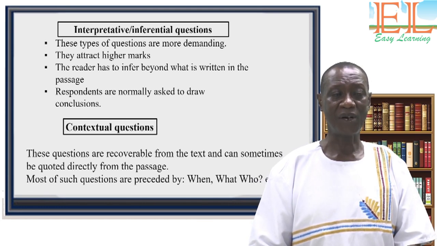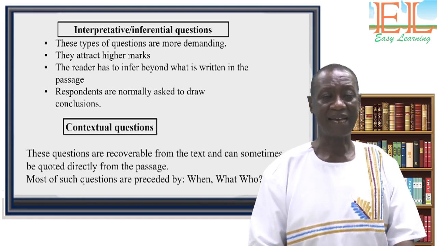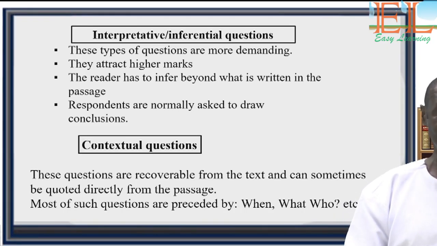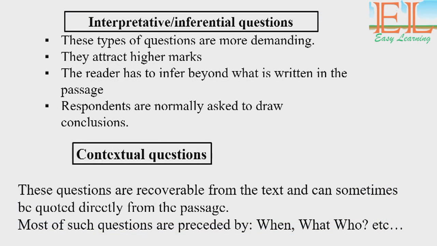Let's look at contextual questions. These questions are recoverable from the text. And sometimes they can be quoted directly from the text. You don't have to go outside the text to get the answers. And most of these questions are preceded by when, what to do, who, what, and the rest.